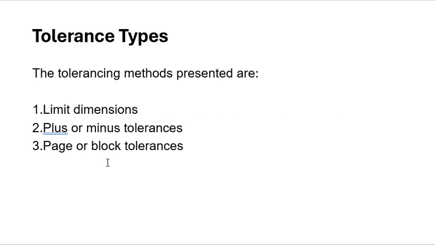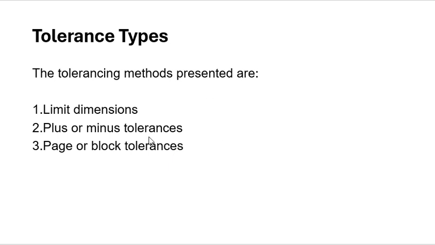Then we'll get into our tolerance types. So the tolerancing methods, we have three. One is called the limit dimension. The other one is plus or minus. Some people write it like plus dash minus, it's the same thing. And the third is page or block tolerances. So these are just names. We'll get into them one by one in the lecture.